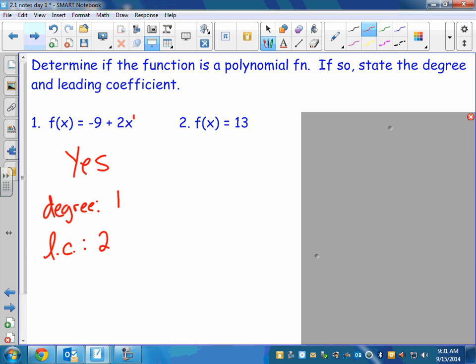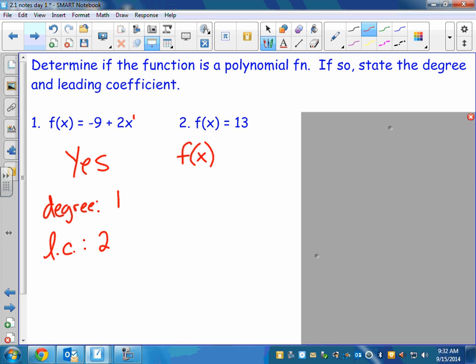This is just a number. Is it a polynomial function? You want to say no, right? Because there's no x in it. What if I wrote it like this? You're right, it is a monomial. It's one of those things, like a square is a rectangle, but all rectangles are not squares. Remember that from geometry? Polynomials include monomials, right?